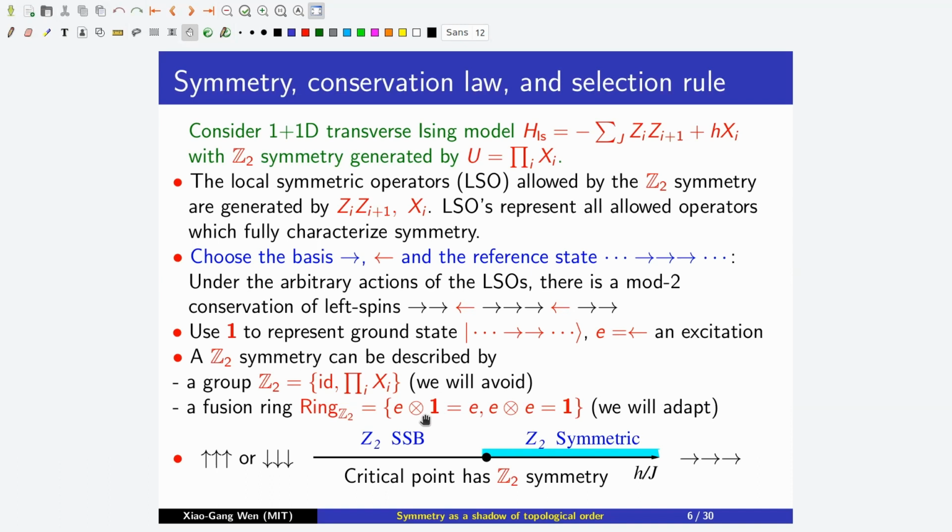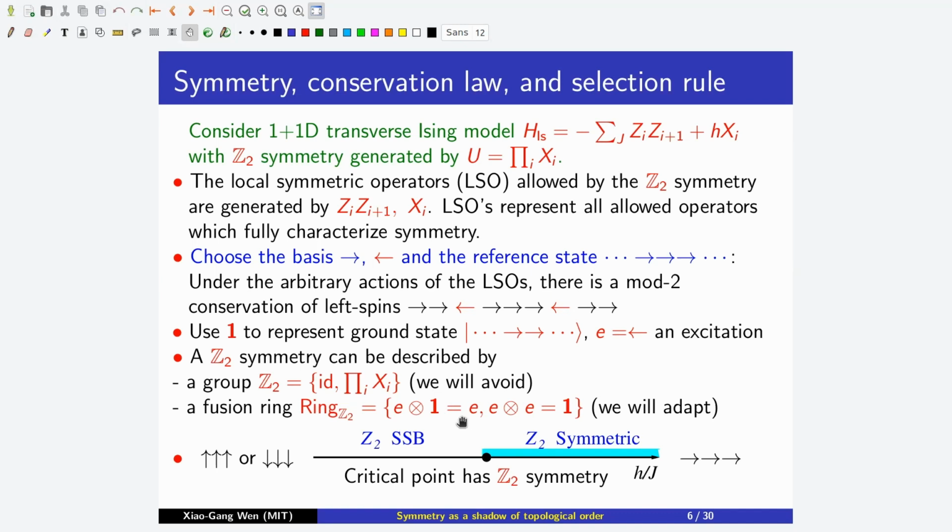Also, we can see that this Ising model has two phases. One is the Z2 symmetric phase when h is very big. We have the Z2 spontaneous symmetry breaking state when h is small, and there is a critical point. Using the Z2 symmetry, we can see that both the critical point and the Z2 symmetric phase have the symmetry, but the Z2 spontaneous symmetry breaking state, this ground state, does not have the symmetry. So we have this kind of picture.